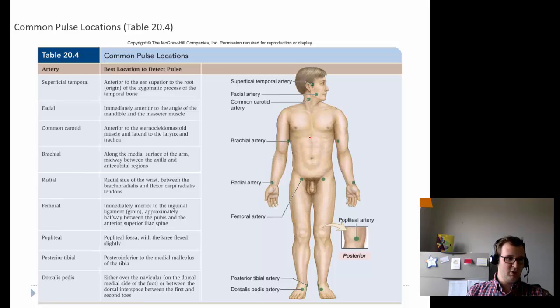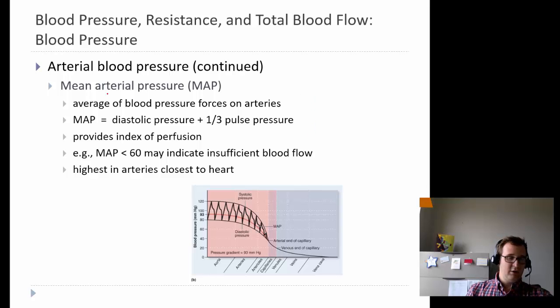And so y'all can look through these. A lot of them are pretty basic, and you're familiar with a lot of those. So here's our mean arterial pressure, which is the average of the pressure that our arteries experience. And if you'll remember, our heart isn't contracted an even amount as it's relaxed. So we end up having to adjust this equation.